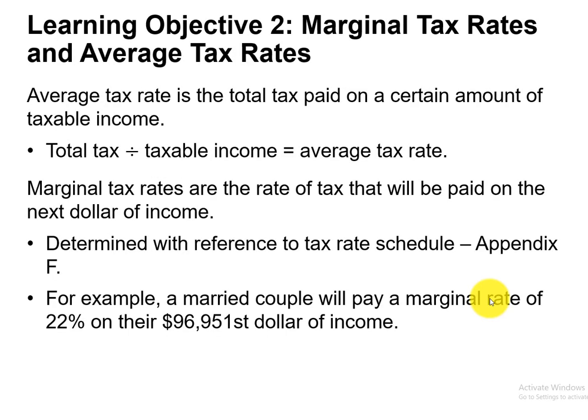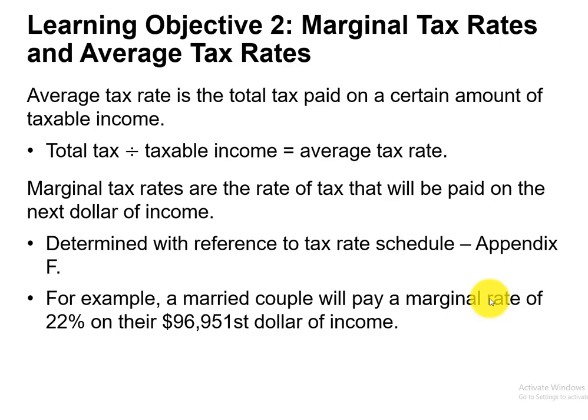So, average tax rate, a couple of other terms, versus the marginal tax rate. Average tax rate is simply taking the total tax paid or owed and dividing by your total income or your taxable income. We'll get to the formula in a minute. That is your average tax rate. All right. The marginal tax rate is the rate of tax we pay on the next dollar of income.